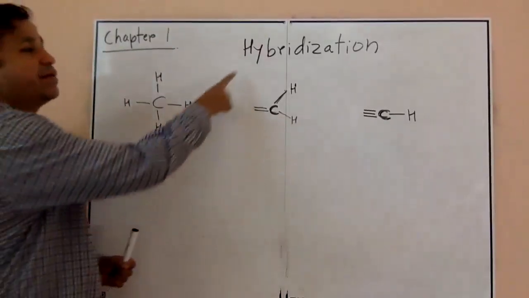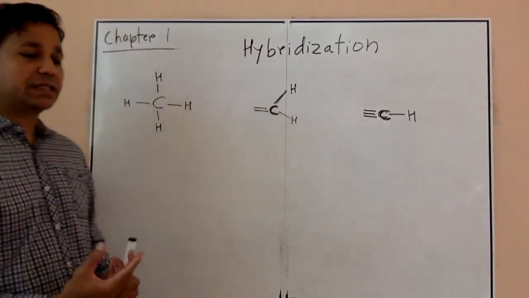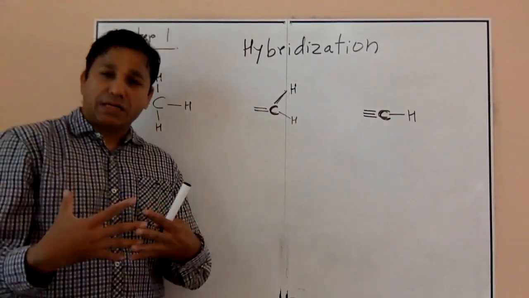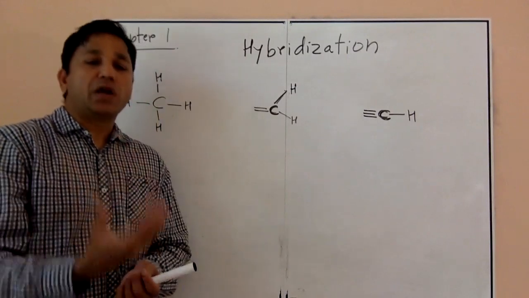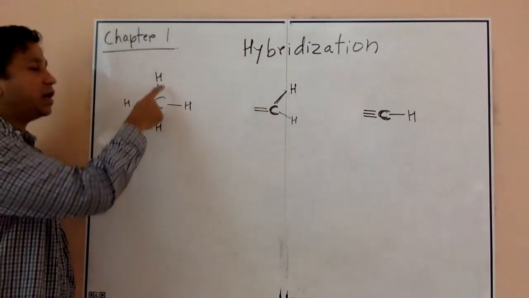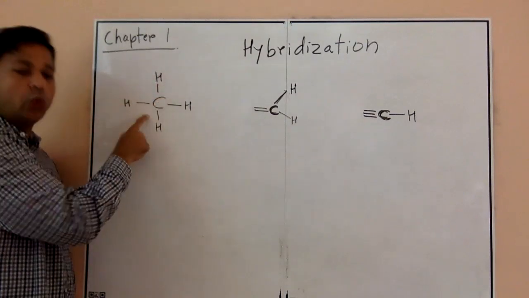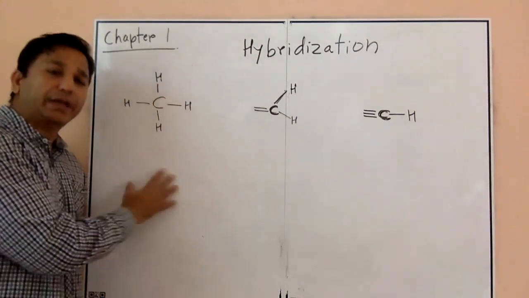So next part is hybridization. The meaning of hybridization basically is, when you're forming a bond, what kind of orbitals are involved in forming a bond, right? So when the carbon is forming a bond with four hydrogens here, what orbitals are playing the role? S orbital, P orbital, like that.